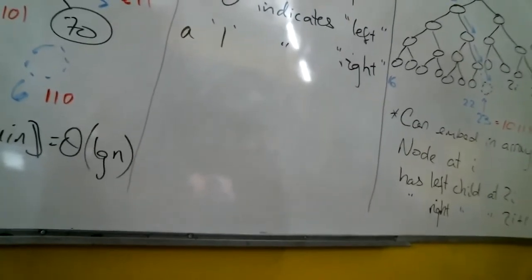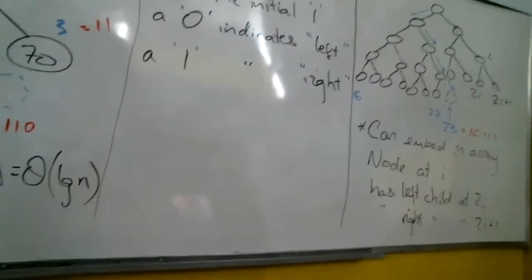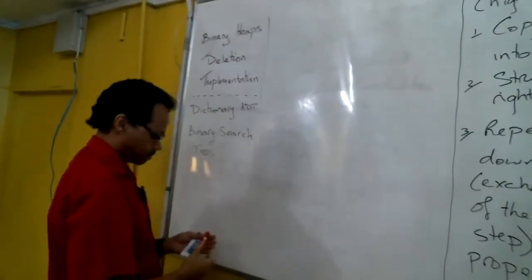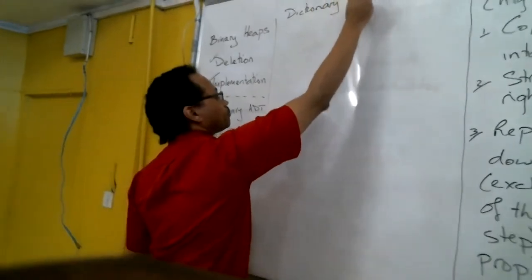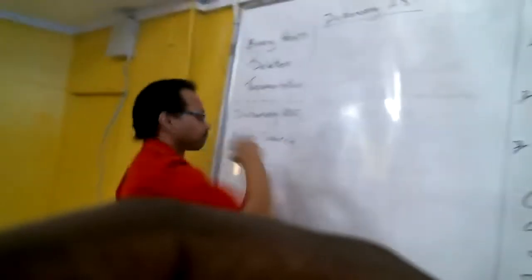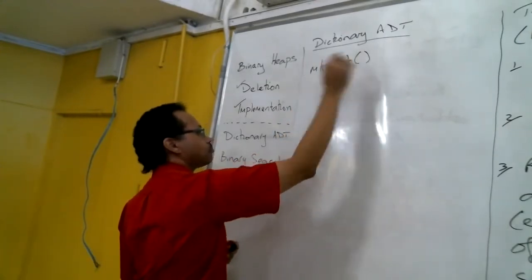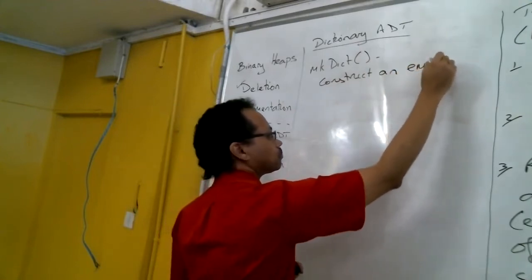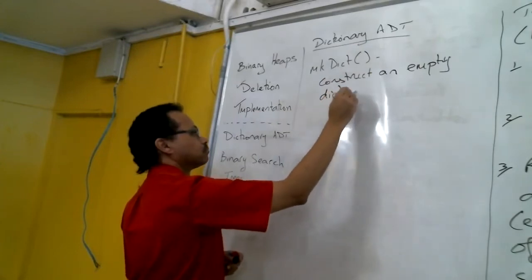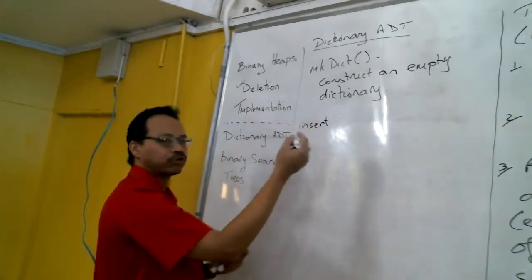Okay? So, you all know what a dictionary is? A dictionary is exactly that kind of structure. You want to be able to store stuff in it and then look it up later. So of course we have our make dictionary, which just constructs an empty dictionary. But we're going to want to do an insert, sometimes called put.